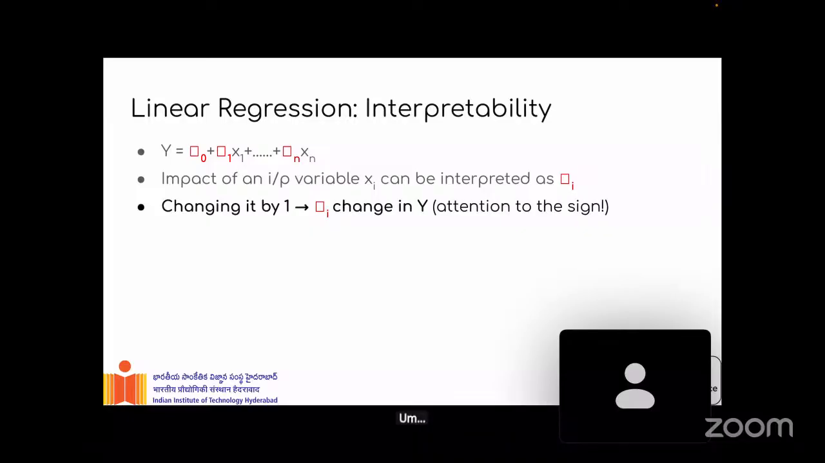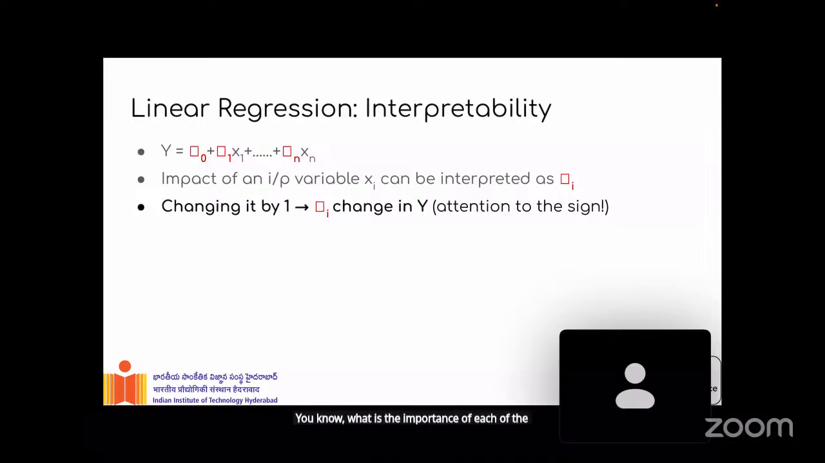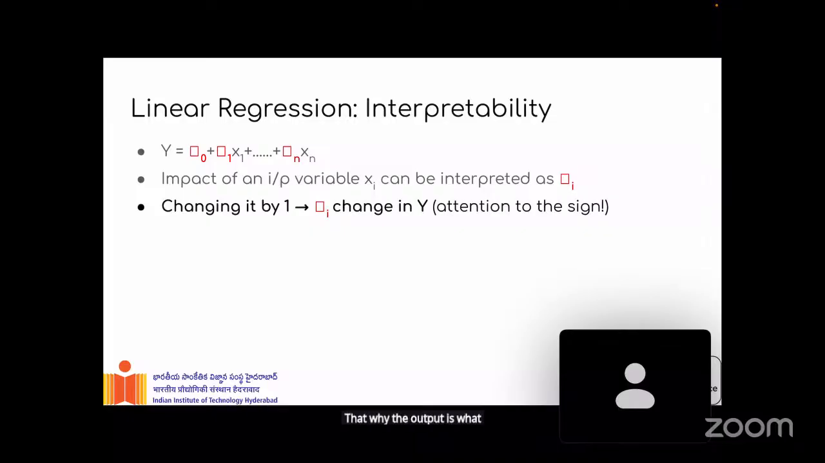So like we say, these betas are providing a measure of the importance of each of the features. And so for some output, we can infer why the output is what it is. Excellent. That's it. You have everything about the model that is there. All the betas will tell you the importance of each of these features.